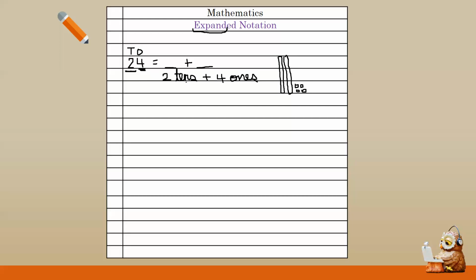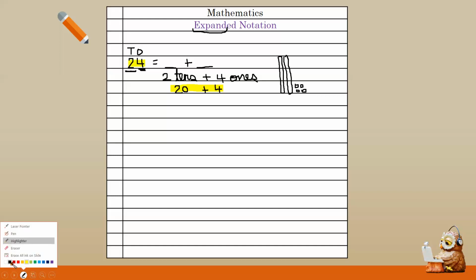Next, we have to say 2 tens. 2 tens are how much? 20, correct. 2 tens are 20 plus 4 ones. 4 ones are how much? 4. Correct. And this is our number in expanded notation. So 20 plus 4 is how we write 24 in expanded notation.